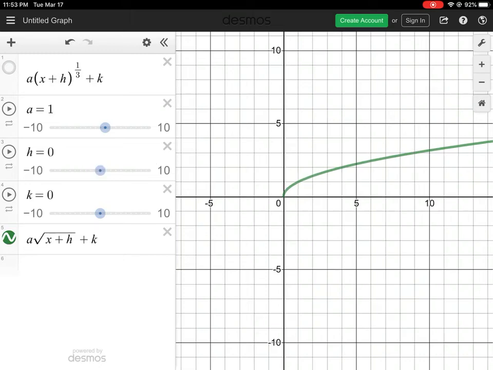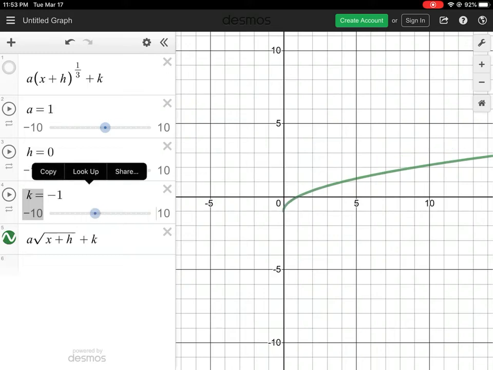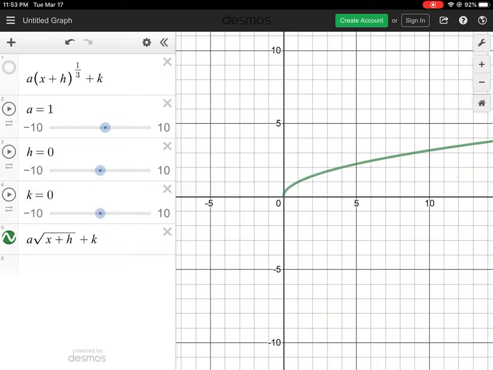And then our last one is k, and k moves just like we think it should. If you add 1 or 2, it moves it up 1 or 2. If you subtract, it will move it down 1 or down 2 or down 3 or down 4, however many we subtract. Okay, so that'll be part of what we want to do.